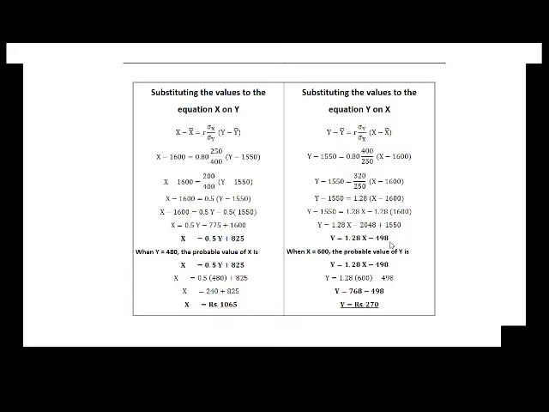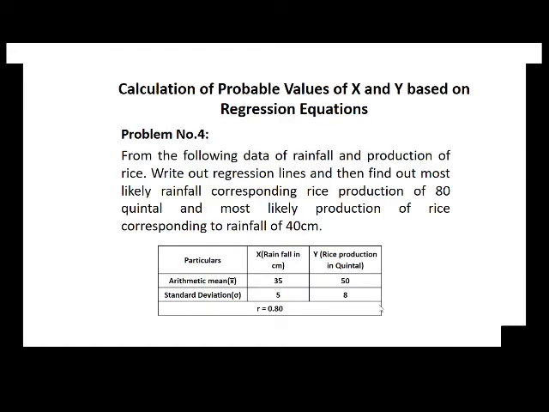With the help of this equation, when x is equal to 600, the probable value of y is: y is equal to 1.28x minus 498. So y is equal to 1.28 times the given value of x, 600, minus 498. Y is equal to 768 minus 498. The final y is equal to rupees 270. That means when the branch x value is 600, the y value is 270. Likewise, you can solve another problem.